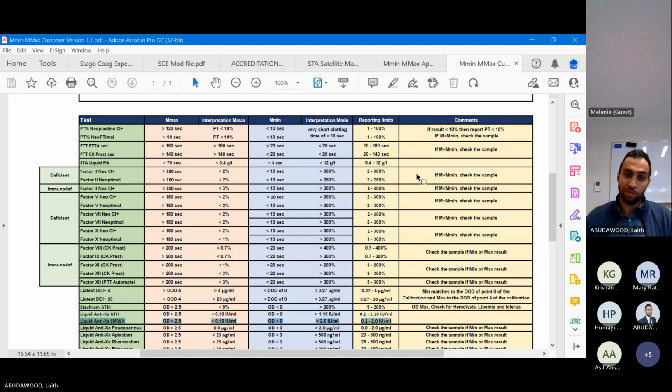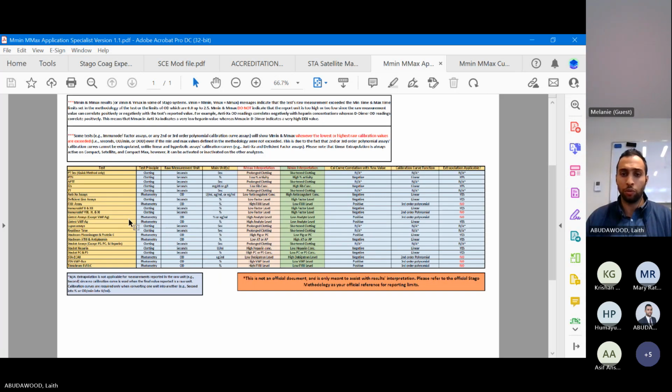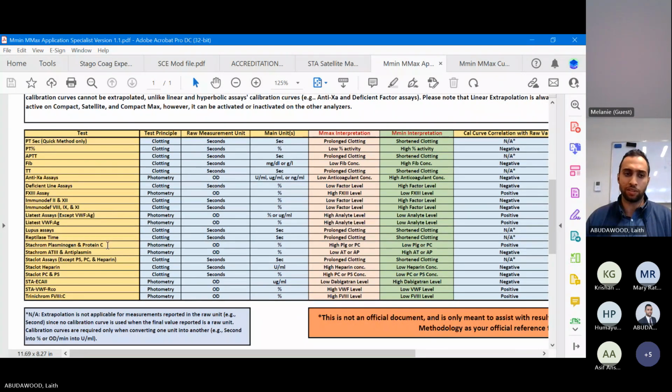That's why I wanted to have this session with you, to make sure that everything is clear and understood. Now, there is this sheet that is actually for you, which is labeled for application specialist. The point of it is to highlight how the assay itself works. For example, the antithrombin A assay is a photometric assay, and the raw measurement is optical density. We have different units because we're measuring different things: rivaroxaban, apixaban, UFH, low molecular weight heparin. MMax interpretation means that we have low anticoagulant concentration. MMin interpretation means we have high anticoagulant concentration.